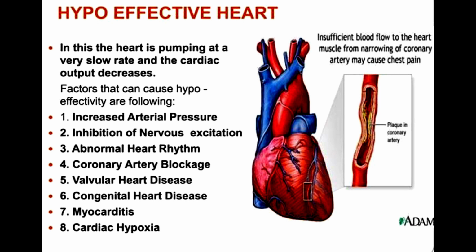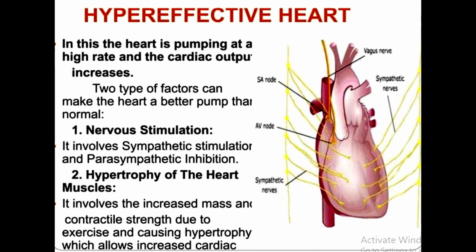The hypoeffective heart: in this condition the heart is pumping at a very slow rate and the cardiac output decreases. These are the factors that are responsible for the hypoeffectiveness of the heart. And the hypereffective heart is the heart that is pumping at a high rate, and cardiac output increases due to hypertrophy of the heart muscles or due to nervous stimulation, that includes parasympathetic stimulation or sympathetic stimulation.